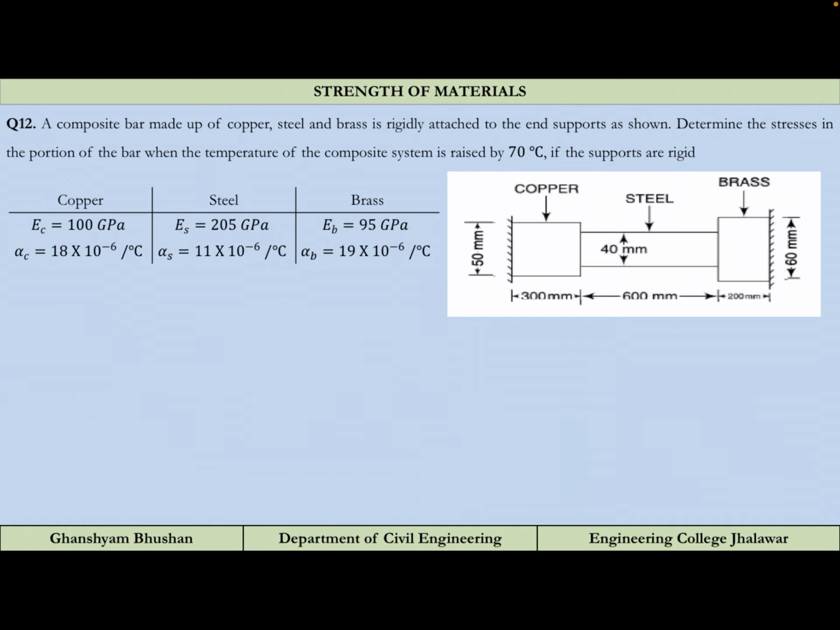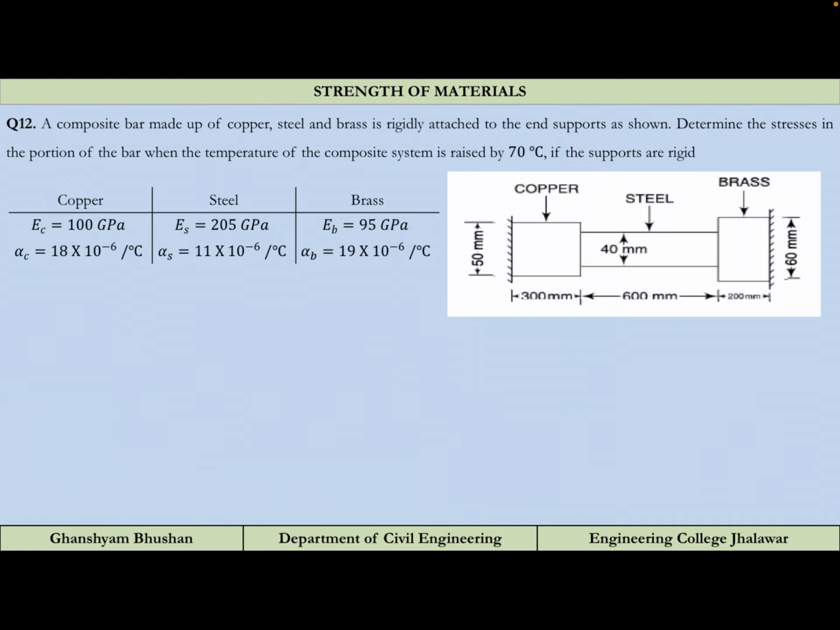So let us say presently the temperature is 30 degrees Celsius. So it has been raised to 100 degrees because the whole temperature has been raised by 70 degrees Celsius. So delta T is directly given to us. Delta T is 70 degrees Celsius.